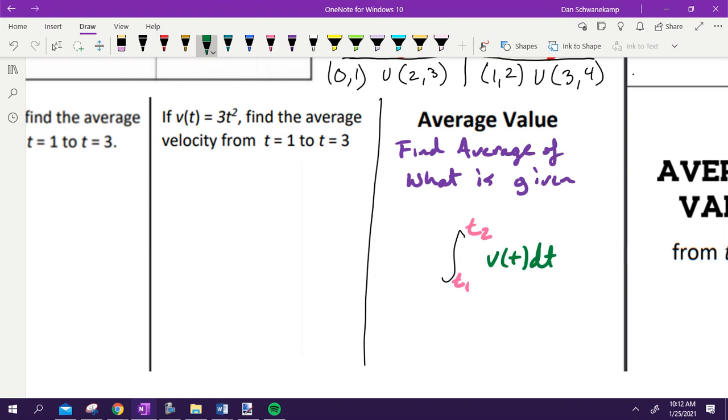And then what else do I have to do to find the average value? The fraction thing in front, the upper bound minus the lower bound. What would happen to your units if you're finding the average value? If you put velocity in here as meters per second, what would your units be when you finish? Meters per second. Because this thing in front is time. This tells you meters. This is over time, so it'd still be units per second. Units stay the same if you're doing that.